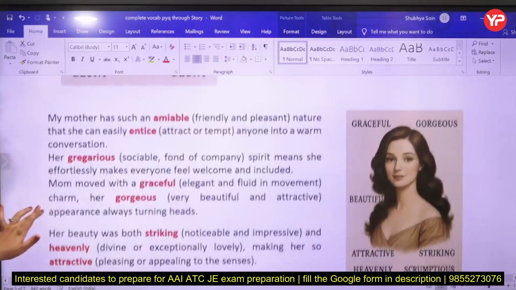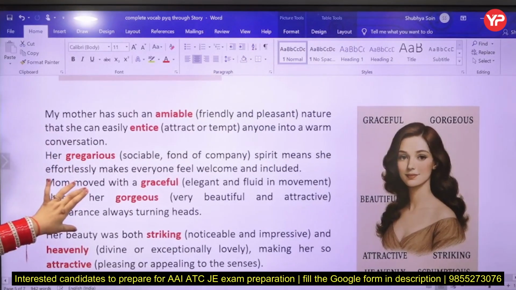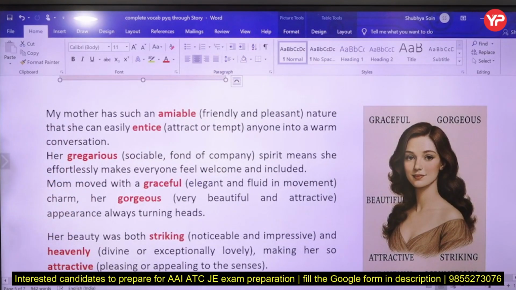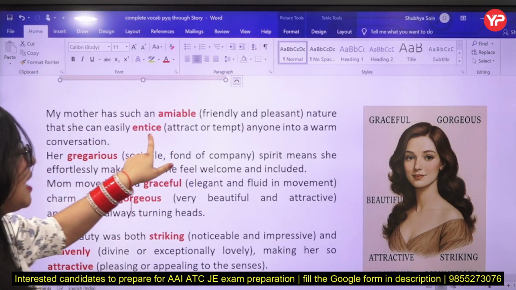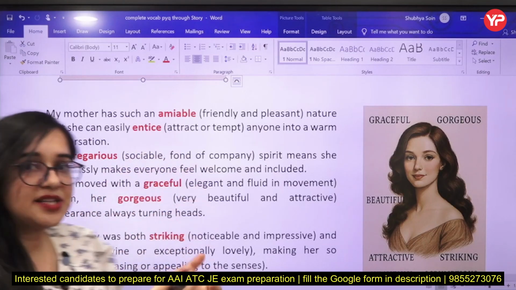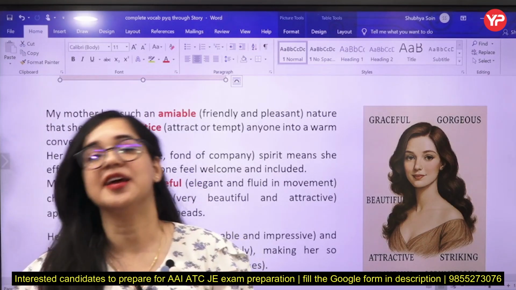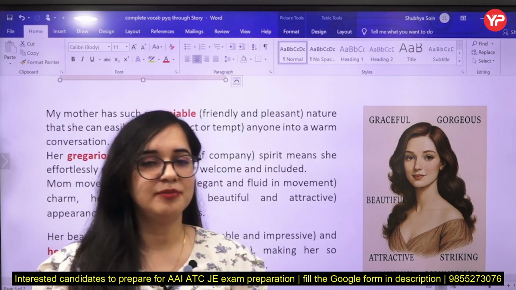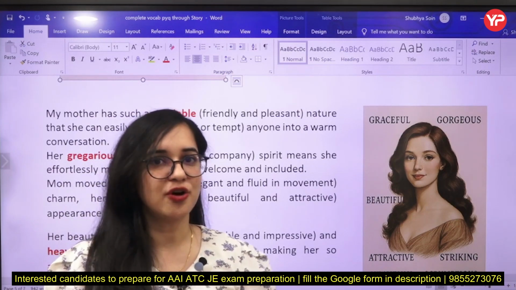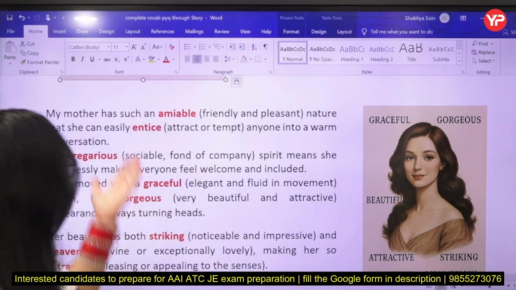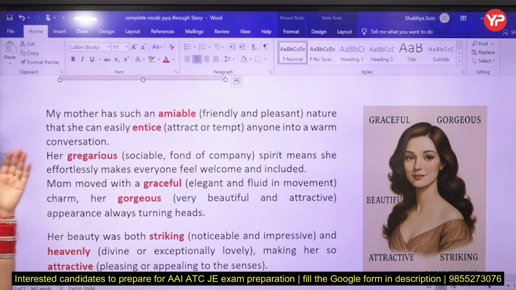Next is mother. My mother has such an amiable nature, amiable, very soft, very friendly, very good nature, that she can easily entice. Entice was a word in the vocabulary question, that is, you are enticing someone, you are attracting someone. Like if a friend comes to your family, your mother will be enticing, talking about things. So yeah, she can entice, she can attract anyone into a warm conversation. So she can make anyone converse with her for hours and hours.